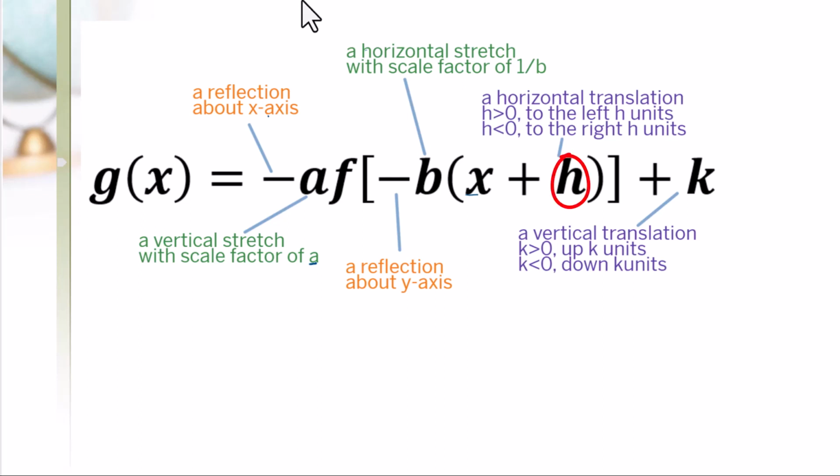H greater than 0, a horizontal translation to the left, h units. H less than 0, a horizontal translation to the right, h units. For this k, there will be a vertical translation. K greater than 0, up k units. K less than 0, down k units.